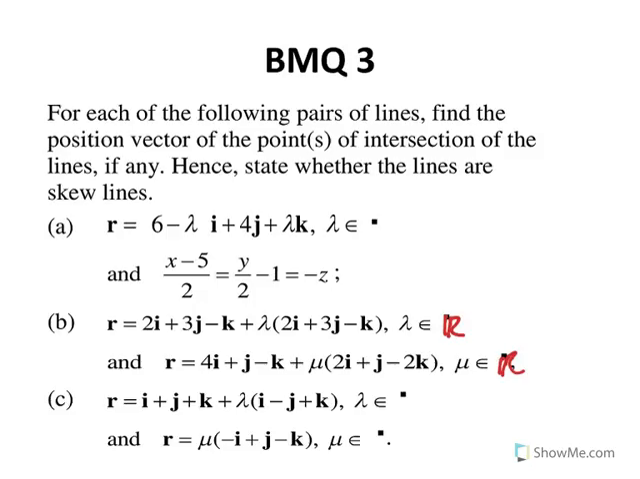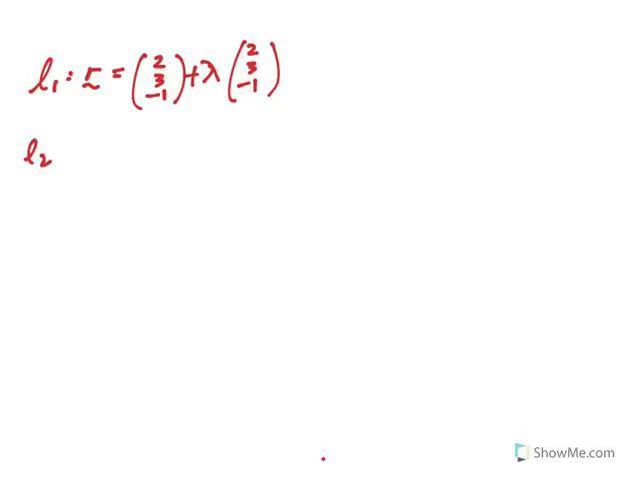Okay, next one is 3B. R is equal to 2, 3, negative 1 plus lambda 2, 3, negative 1, and 4, 1, negative 1, 2, 1, negative 1. From here, we need to determine if the lines are skew or if there is any point of intersection. How do we go about doing it? First one, let's write it this way. L1: R equals to 2, 3, negative 1 plus lambda 2, 3, negative 1.